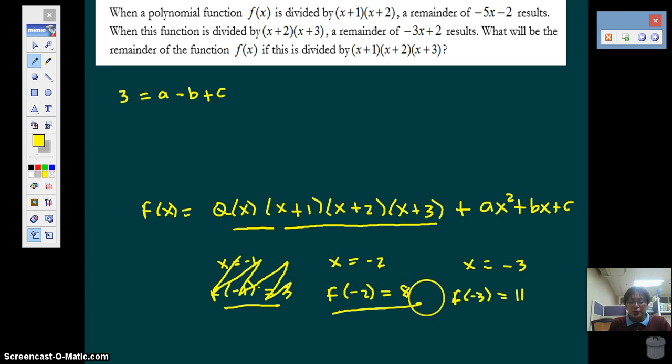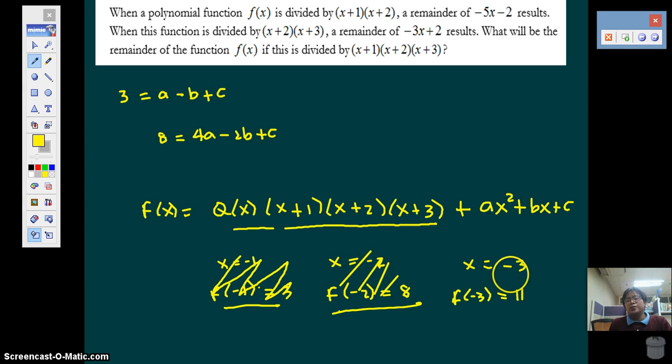Now let's have this. If f of negative 2 is 8, so if you substitute negative 2 in all x here, we get 8 as the value of the function. So you have here 8 is equal to negative 2 plus 2 will become 0, so this will be 0. Then negative 2 squared, that's 4a, negative 2 times b is minus 2b plus c. So we're done with this.